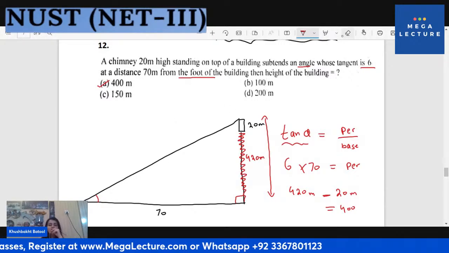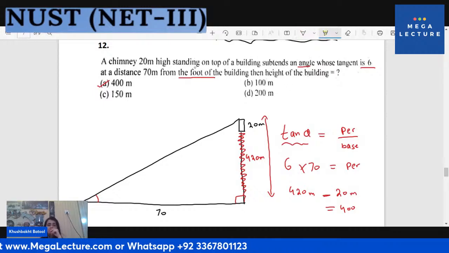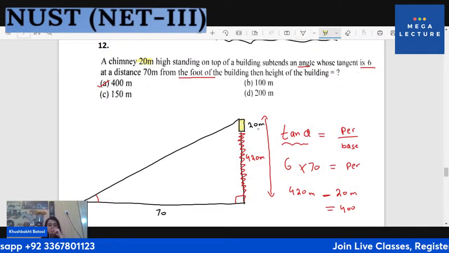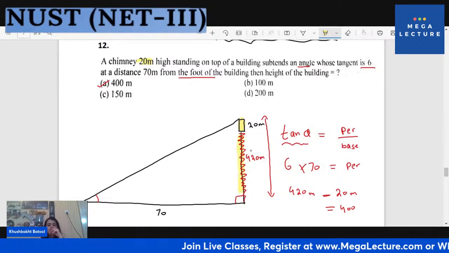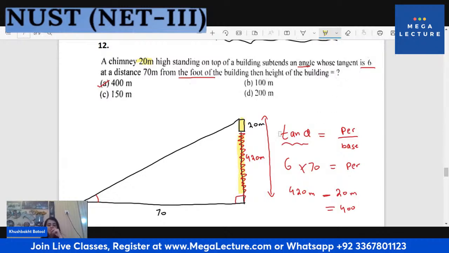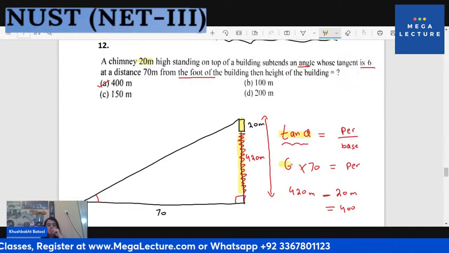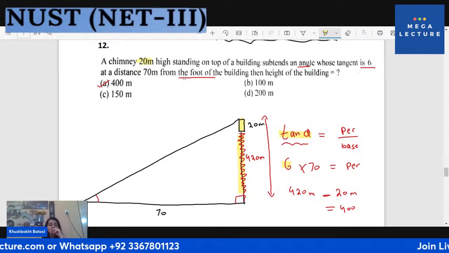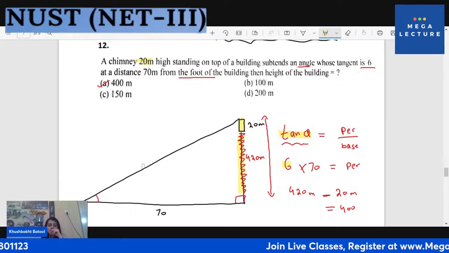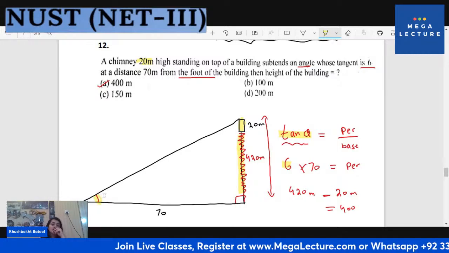Okay, I'll repeat this one last time because it is an important question. A chimney 20 meters high. This is your chimney. It is 20 meters high, standing on top of a building. This is your building. Subtends an angle whose tangent is 6. The angle is not given, but the value of tan theta is given, that is 6. At a distance 70 meters from the foot of the building, then what is the height of the building? So this angle is not given, but tan of this angle is 6.